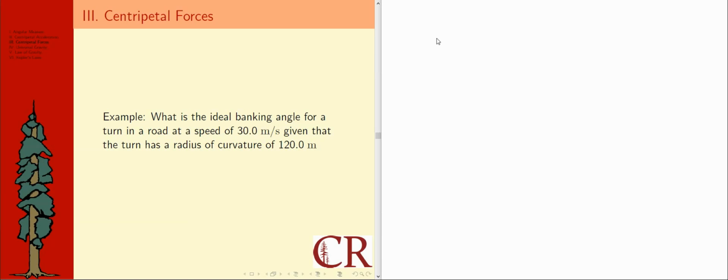What is the ideal banking angle for a turn in a road at a speed of 30 meters per second, given that the turn has a radius of curvature of 120 meters?